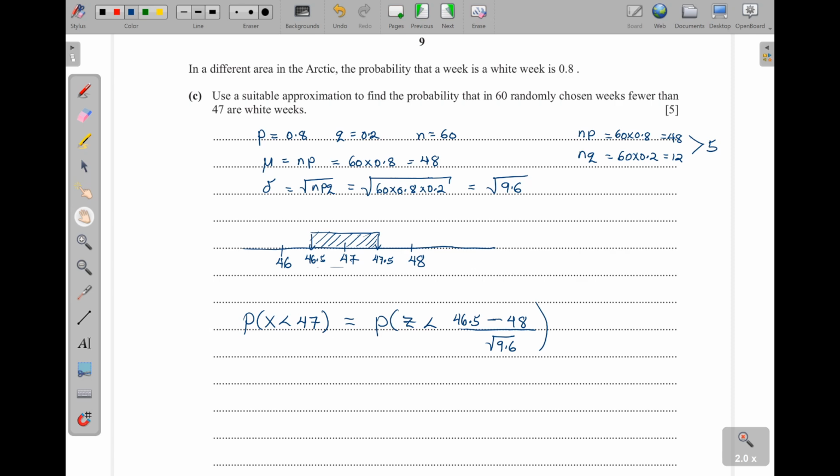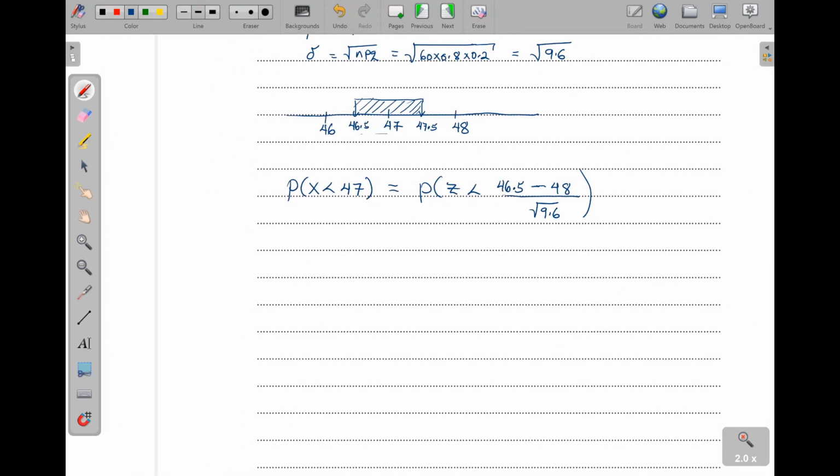In other words, subtract 0.5. So for greater than, you add 0.5. For less than, you subtract 0.5. And then for greater than or equal, do the reverse, that will be subtract 0.5. And for less than or equal, you add 0.5. So this one here. All right, then I can put this in the calculator and I get my answer right away.